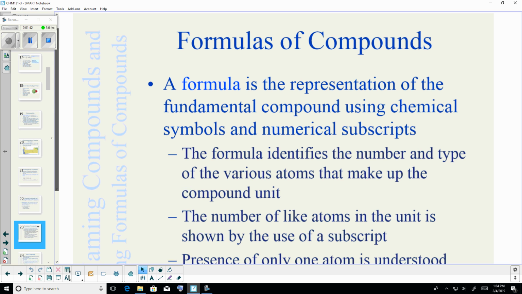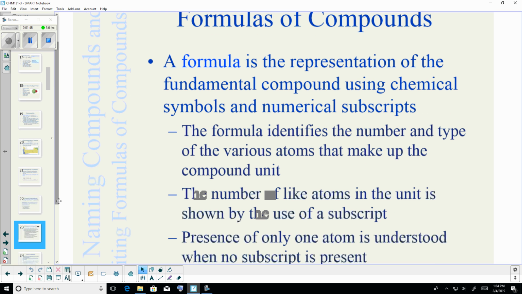Formulas of compounds. A formula represents the compound using chemical symbols and numerical subscripts. So the formula identifies the number and types of various atoms that make up a compound. We show the number of each element with a subscript. So if you think of water, H2O, we have hydrogen and oxygen. We have 2 hydrogen and 1 oxygen. So after the H, there's a subscript of 2. After the O, we don't see a subscript, so it's assumed to be 1. So it's H2O, 2 hydrogens, 1 oxygen.